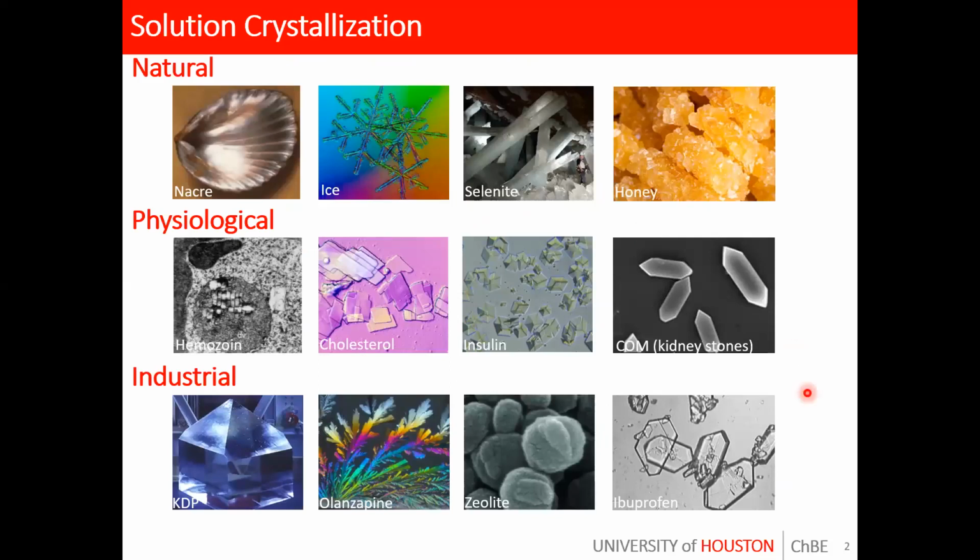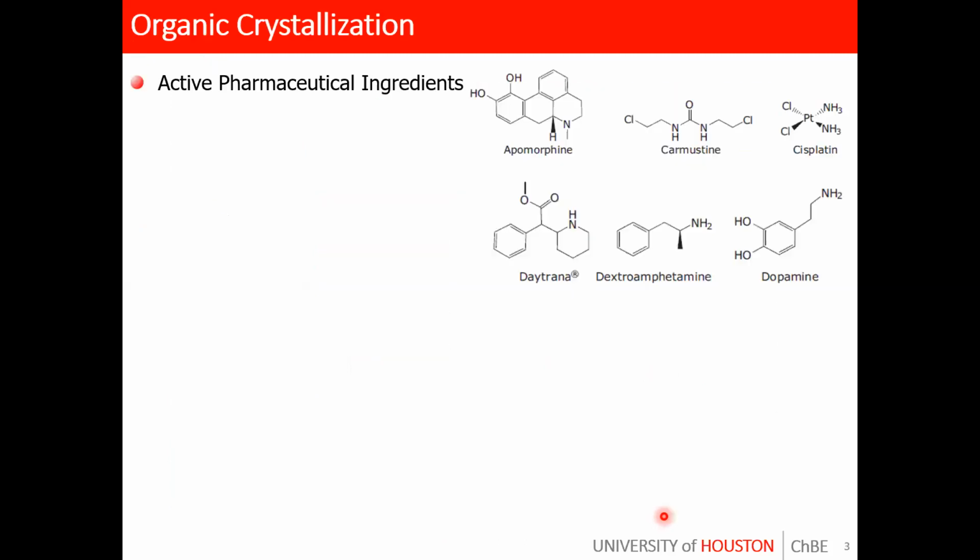So solution crystallization is an essential step in many natural, physiological, and industrial crystallization processes. Some of the examples are shown here, like the naturally occurring crystals of ice, and huge crystals of selenite, which grow in the caves of Mexico. They all grow from a solution. Crystals growing in physiological conditions like cholesterol, insulin, and kidney stones, and industrially engineered crystals which have a variety of uses, like zeolites and pharmaceutical drugs like ibuprofen, they all employ solution crystallization.